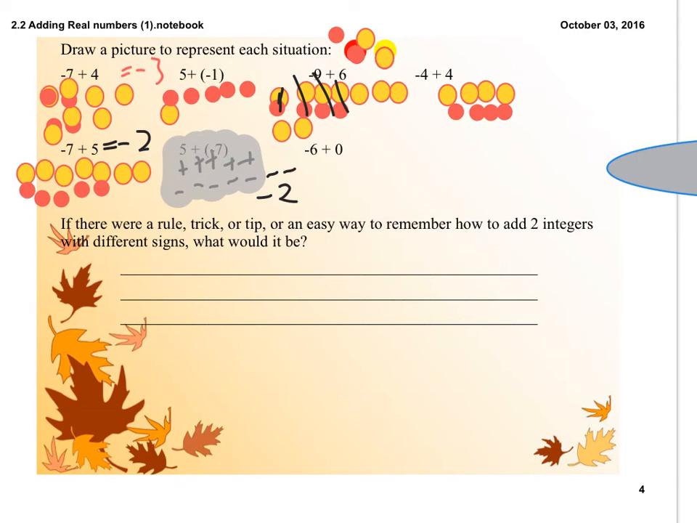And again, I want you to try and brainstorm. I want you to try and think. I want you to try and use your mind to develop a pattern that you might be observing, or a trick or a tip for how to remember how to add 2 integers that have different signs.